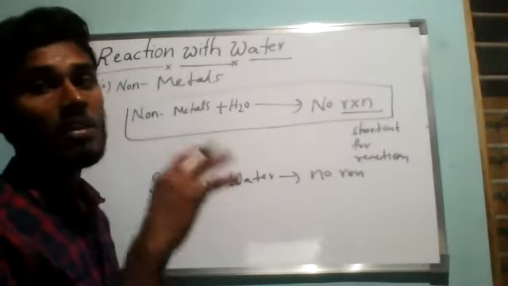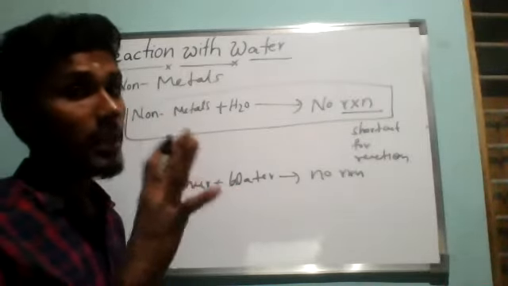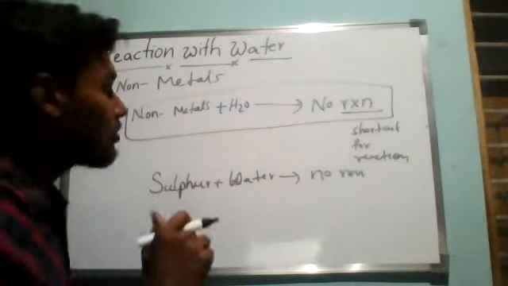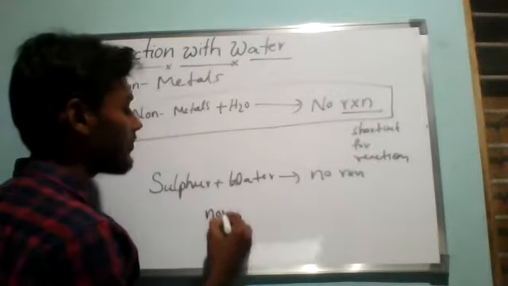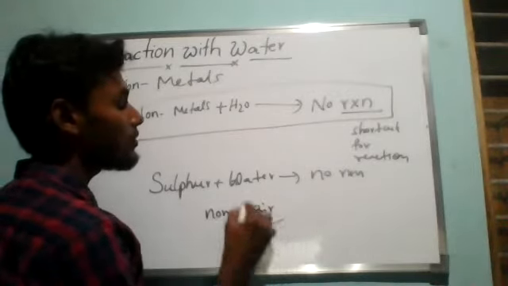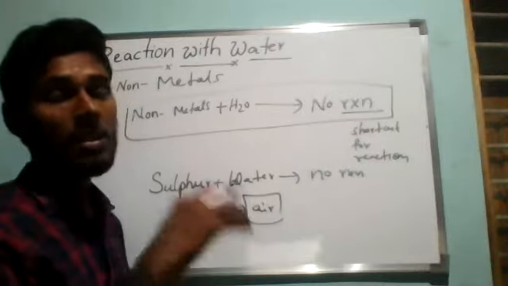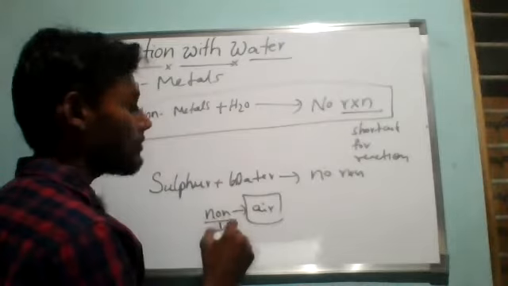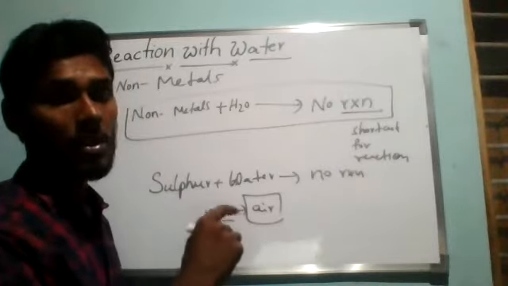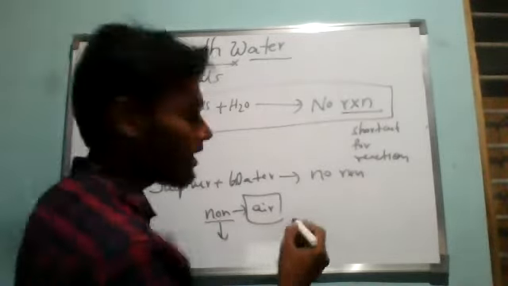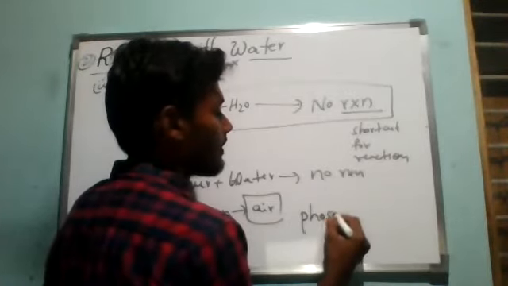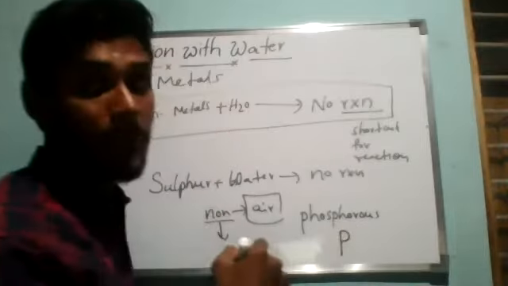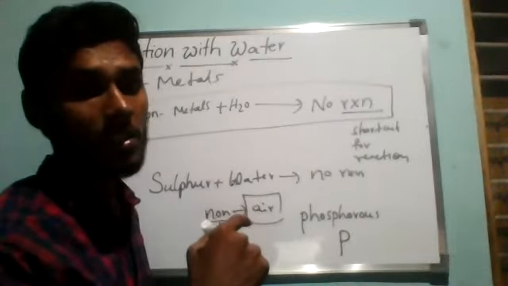In fact, some of the reactive non-metals are kept under water to protect them from the action of air. Understanding? Some non-metals react very fast with air. If they are exposed to the atmosphere, they will react with air, which contains different kinds of gases. That is why such non-metals are kept under water to protect them from air. For example, phosphorus. What is the phosphorus symbol? P.